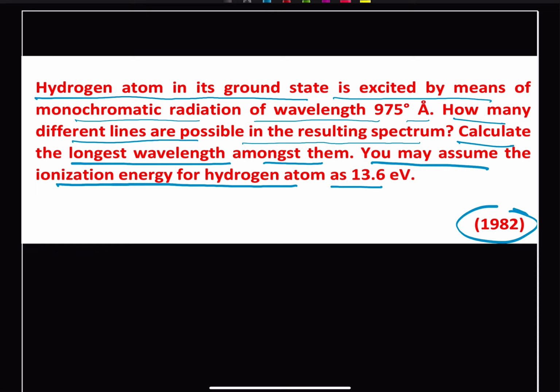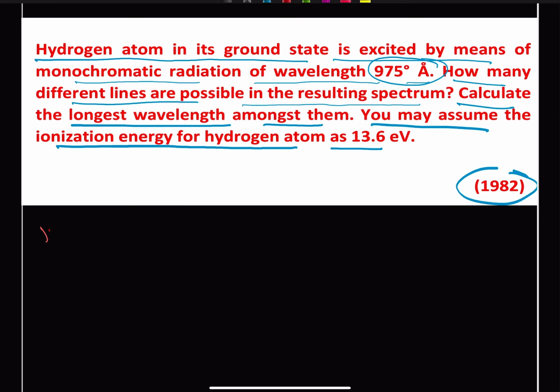So here we are given two things. One is the ionization energy, and another one is the wavelength lambda. And we are supposed to find out the number of different lines possible, which is our value of n. In order to find the value of n, we should know the energy, because we are going to use the energy equation for the nth orbit. We can easily find our energy because the wavelength is given to us.